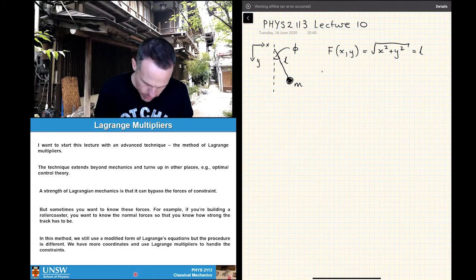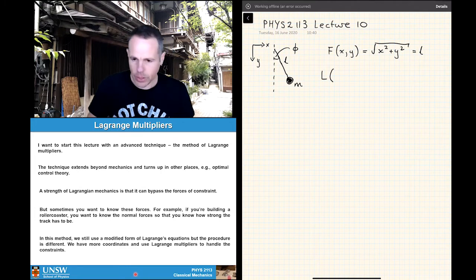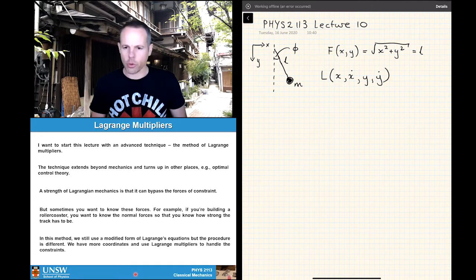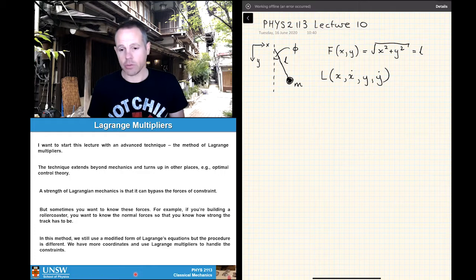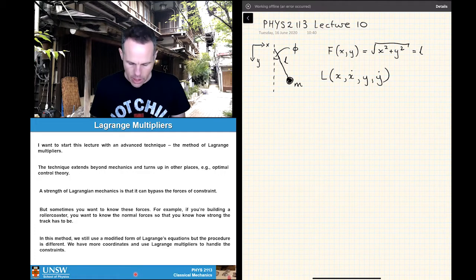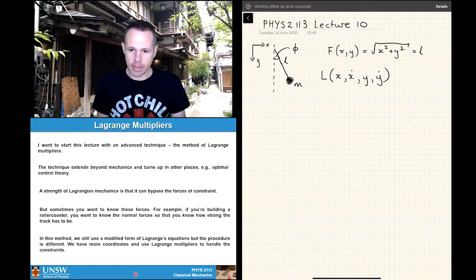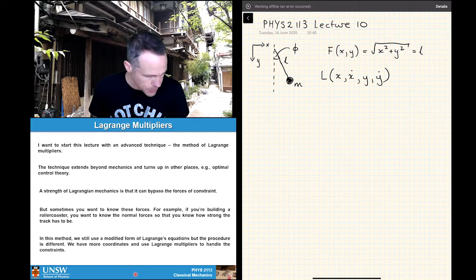That means we're going to have a Lagrangian, and we can work out what that's going to be later on. It's going to be a function of x and x dot, y and y dot, so a function of four different parameters. It could be a function of t as well, but in this particular case it's not. There are no time dependent terms in either the kinetic energy or the potential energy.